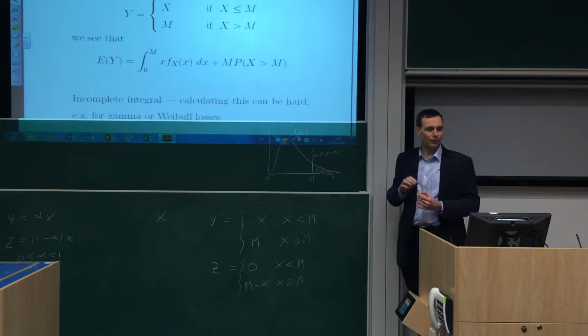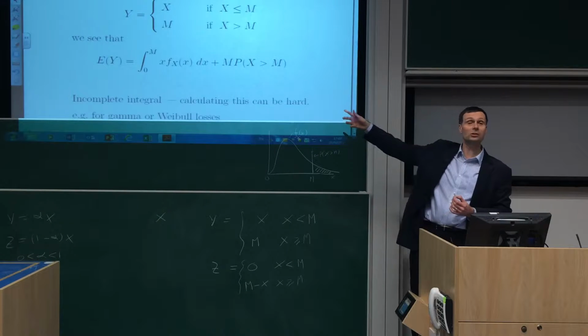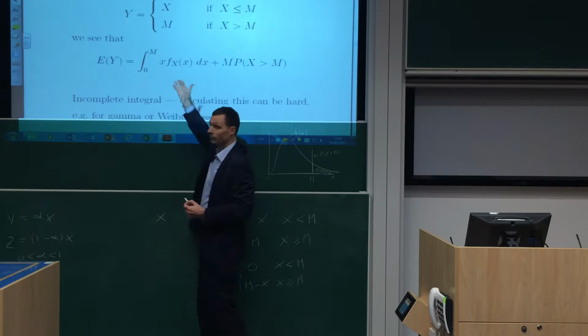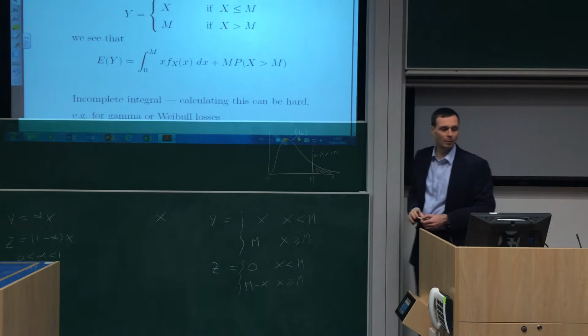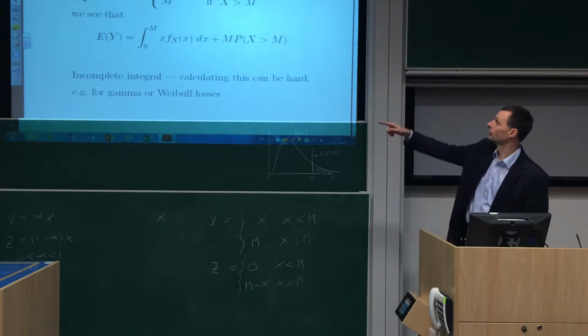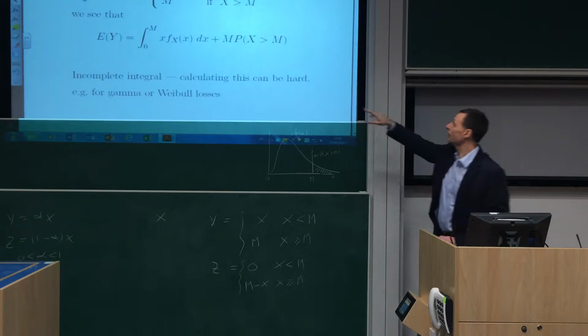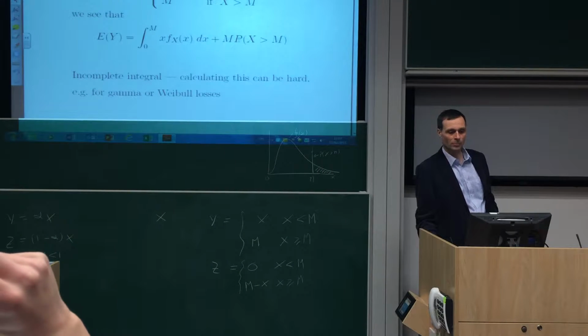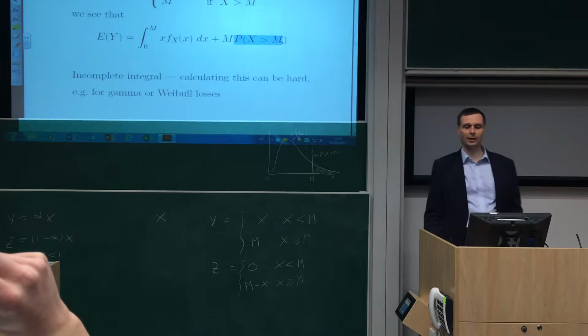Now, this can be difficult. Sometimes you can do this straight away. If you can do this integral, fine, but it's sometimes difficult because it's an incomplete integral from 0 to M. This other thing should not be so bad. It's a survivor function. This is the survivor function for X.